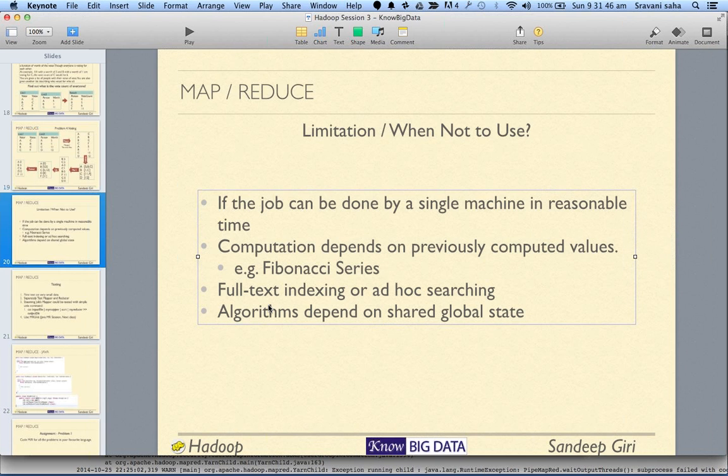In case your algorithms depend on shared global state, you might have to choose something like Spark, in this fourth point. While for the third point, you should look at a specialized solution such as Solr for text indexing or searching. And in case your computation depends on a previously computed step, it is actually difficult to parallelize or run it on multiple machines in any way.